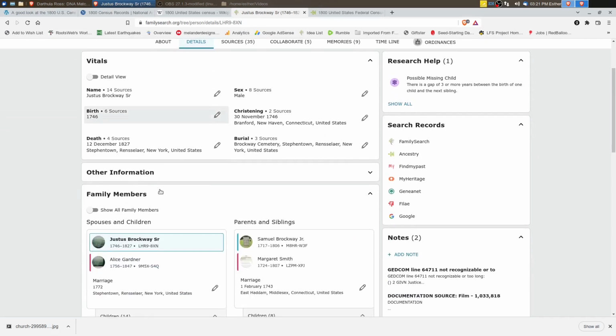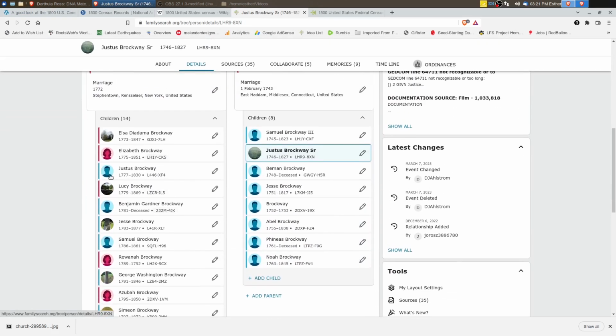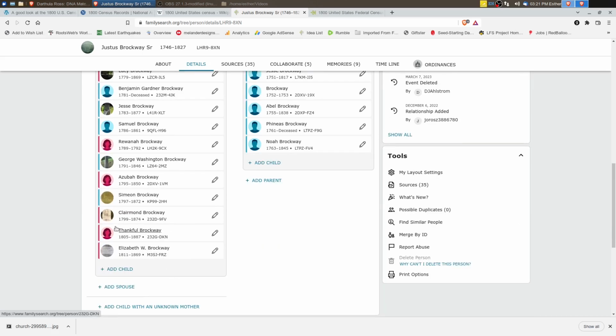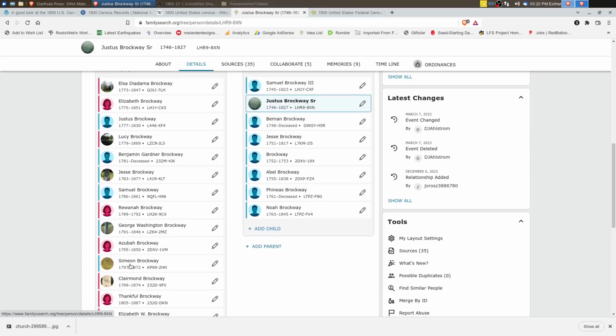So let's look at the family a little bit closer. So one, we know that Justus is in his own household, so he's not gonna be there. Elsa and Elizabeth and Lucy, they're married and in their own household. And then if you look a little bit closer, this girl named Rowana supposedly died in 1792. So she's probably not there either. And then if you look at the two youngest children, one is born in 1805 and one in 1811. So they're not there in the 1800 census. So that leaves 1, 2, 3, 4, 5, 6, 7 children that should be in the count of the 1800 census.